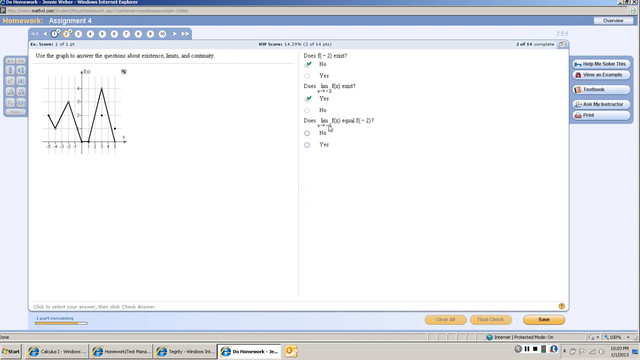Does the limit of f of x at negative 2 equal f of negative 2? Well, no, because remember, this isn't here. There's nothing here. This doesn't exist. So they do not equal the same thing. Is the function continuous at x equals negative 2? No, because we have to pick up our pencil.